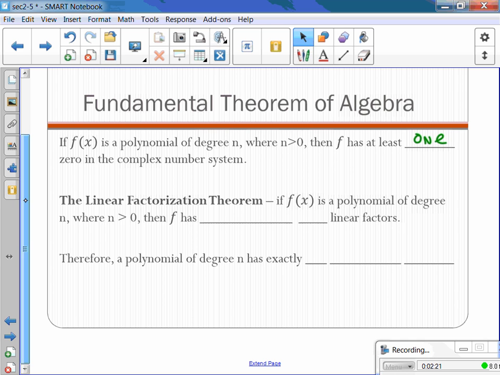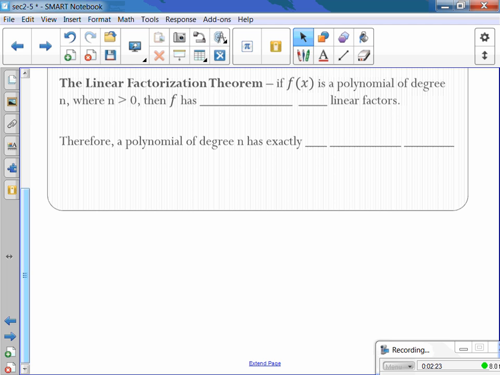So here, we also have the linear factorization theorem. If f of x is a polynomial of degree n, where n is greater than 0, so linear or above, then f has precisely n linear factors. Whatever degree I have, that's how many factors I have. Fourth degree polynomial, I'll have 4 linear factors. When I break it all down to x minus something, right? Whether it's a complex number or real number, I'll always be able to have exactly n of them.